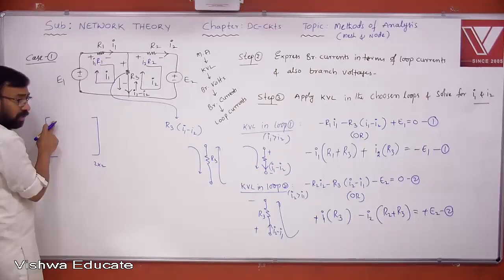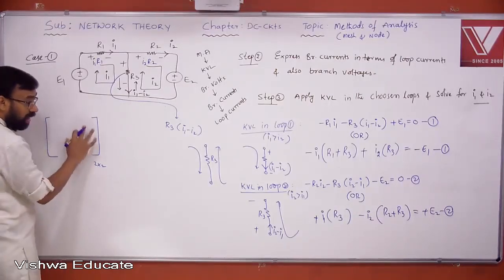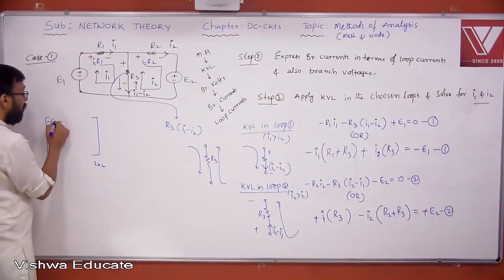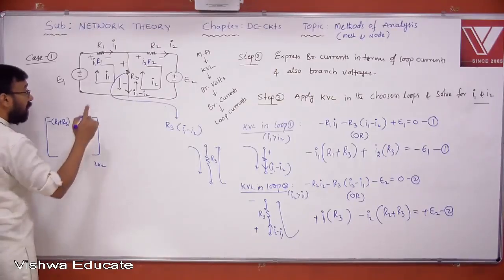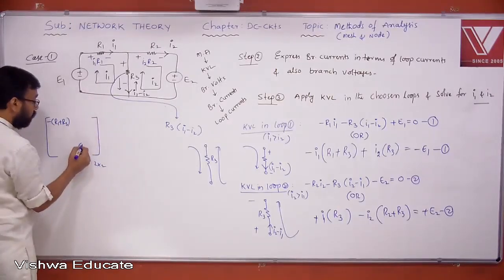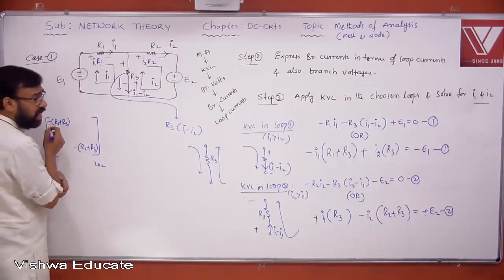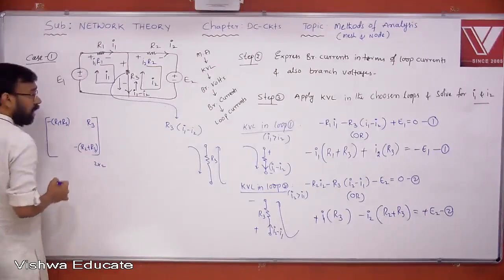What is the 1 1 element? What is the 1 2 element? What is the 2 1 element? What is the 2 2 element? We have to fill them. The 1 1 element is minus of the sum of resistors in the first loop. What is the 2 2 element? Minus of the sum of resistors in the second loop. What is the common element between the first and second loop? That is R3.